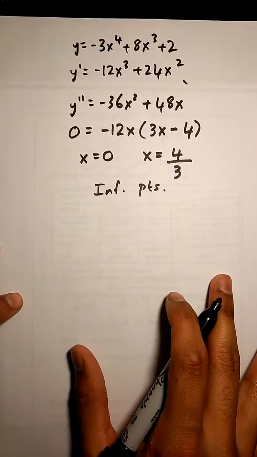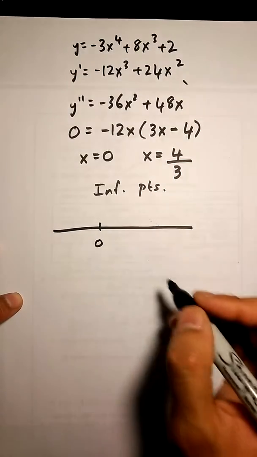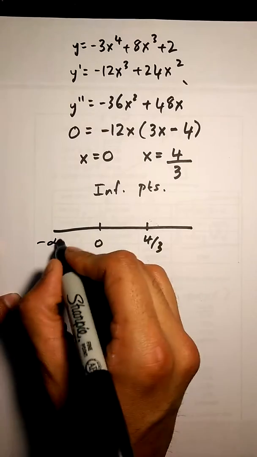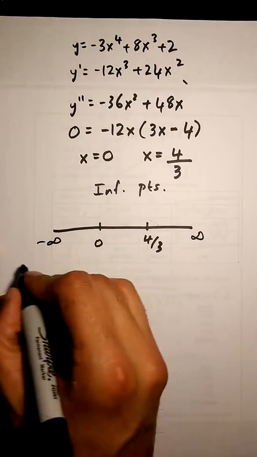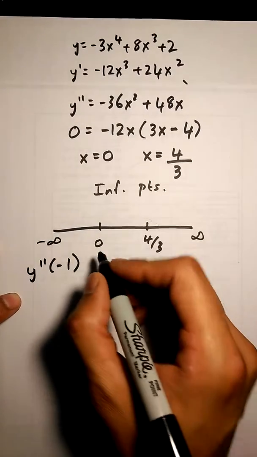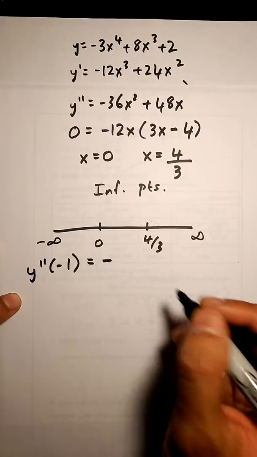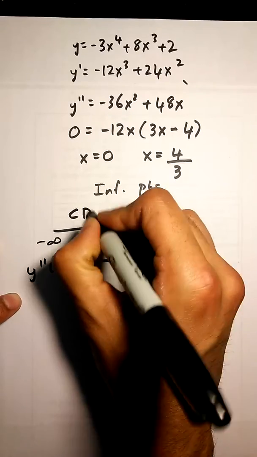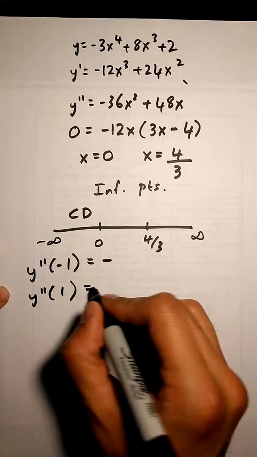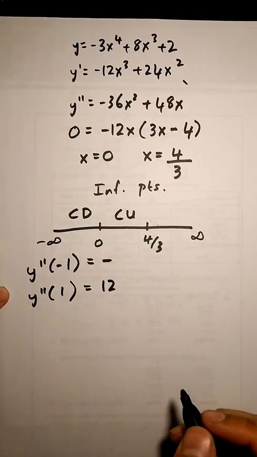So next I can do my intervals on my number line. So 0, 4/3, okay, so y double prime of -1 is equal to negative, so that should be concave down. Y double prime of 1, 12, makes that concave up.